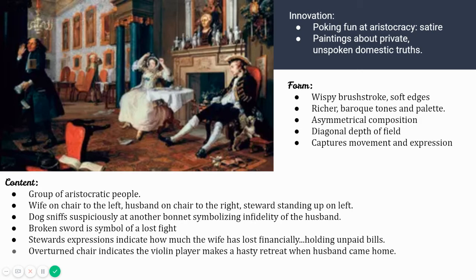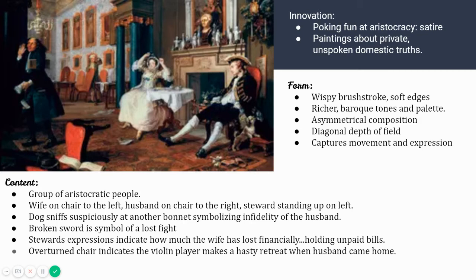It's also very good at capturing a lot of expression. Every single person portrayed in this painting is full of expression, and a different type of expression. It captures movement. You can see that things are disheveled and overturned, and that, again, we're capturing these people in a certain moment.